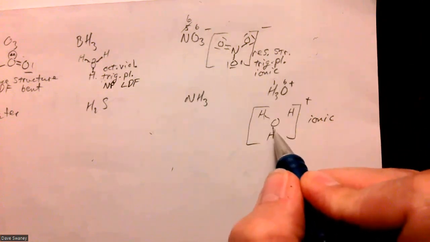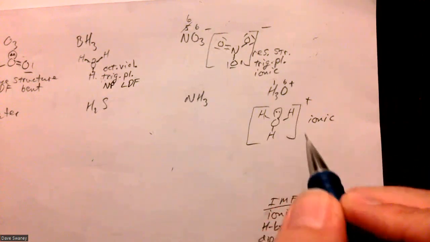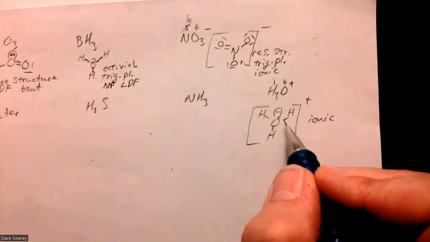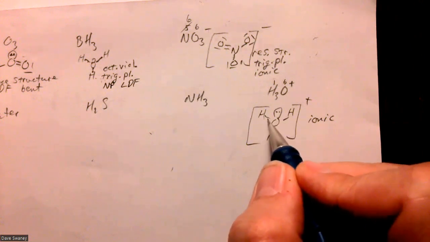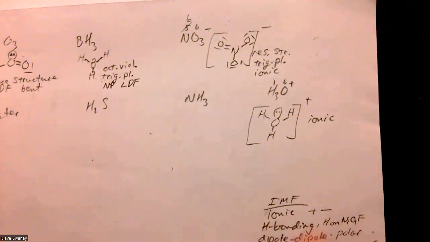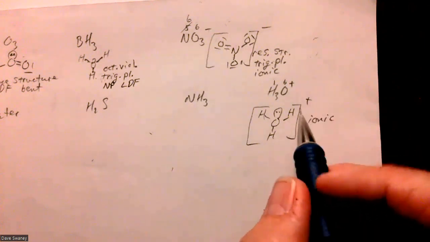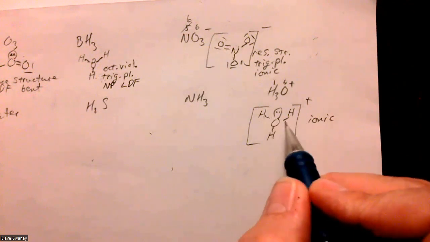So we need 2 and 4 and 6 just to get our bonds, and then we have another pair there, that unshared pair. So we have a total of 8 that we used. Oxygen has 8, hydrogen has 2, but hydrogen only ever wants 2 anyway, so that's fine. So it is not an octet violation. Hydrogen only ever wanted 2, and oxygen has 8.